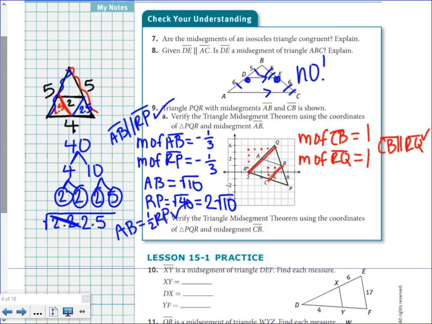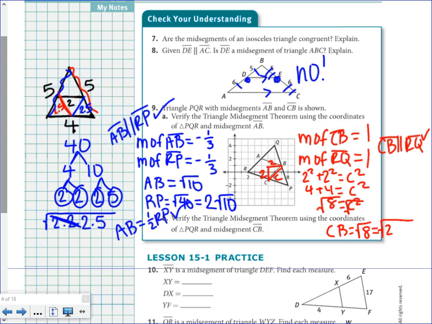Then we need to look at the lengths of them. So again, we can use Pythagorean theorem. If you prefer to use the distance formula, you absolutely can. I just think it takes a little bit more work here. So our triangle has lengths 2 and 2. So 2 squared plus 2 squared equals C squared. 4 plus 4 equals C squared. 8 equals C squared. So that means that the length of CB is the square root of 8. And 8 is 2 times 2 times 2. You have one pair of 2's, and you're left with a 2 on the inside. So the length of CB is 2 square roots of 2.